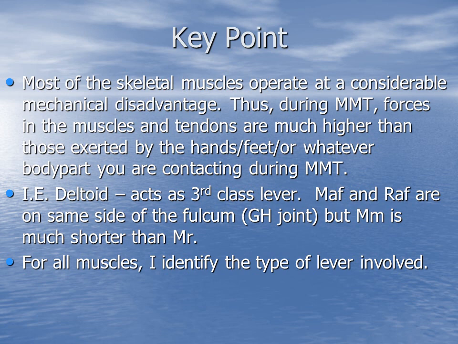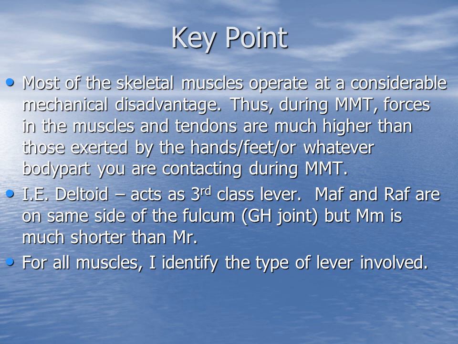Now, just to illustrate this point, consider the deltoid. It acts as a third-class lever, where the pivot point is at the glenohumeral joint. The muscle force acts at the deltoid tuberosity of the humerus bone. And then with manual muscle testing, our resistive force is generally applied to the distal aspect of the humerus bone at the elbow, or in cases of very strong examinees, we may apply our resistive force all the way at the distal aspect of the upper extremity at the wrist.